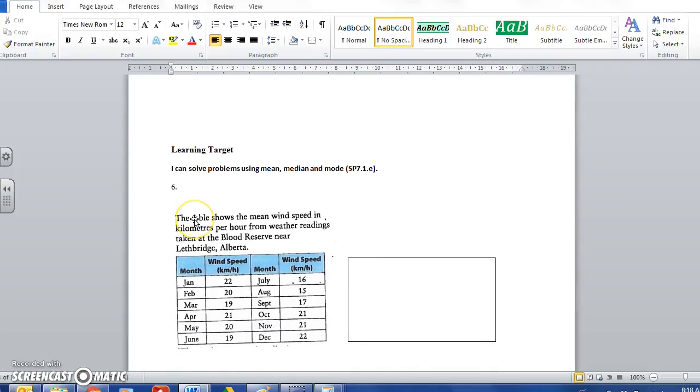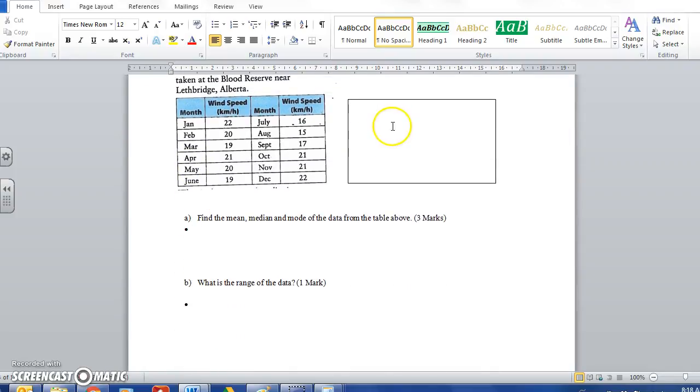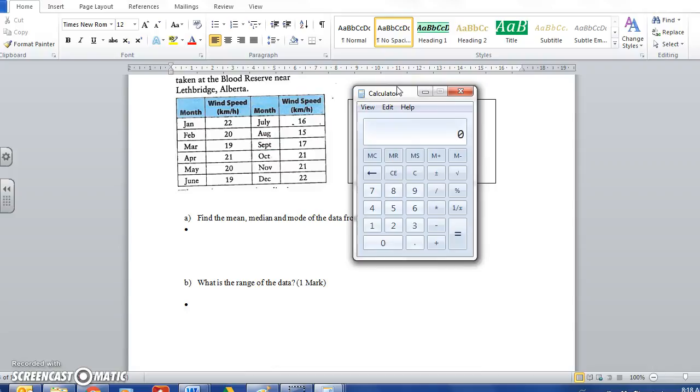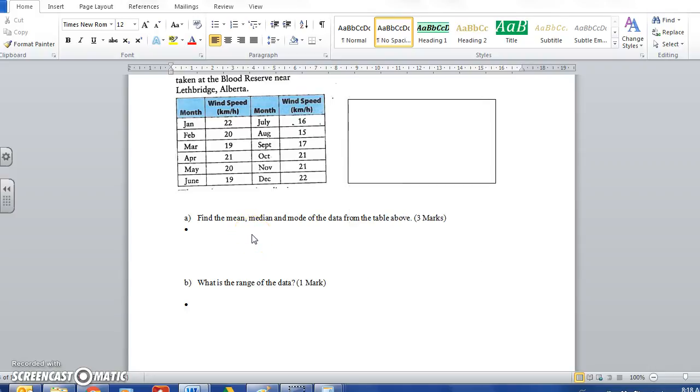Moving on, I can solve problems using mean, median, and mode. We're going to do the same thing with this set of data. So if I take my calculator, and this time I'm going to very carefully add them up. 22 plus 20, 21 plus 20 plus 19 plus 16 plus 15 plus 17 plus... And my answer is going to be 233. So to find the mean, I need to figure out how many numbers there were. Well, there's 12 because there's 12 months in the year. So 233 divided by 12 is 19.4. So my mean is 19.4.